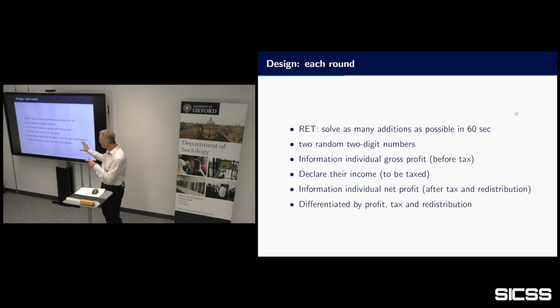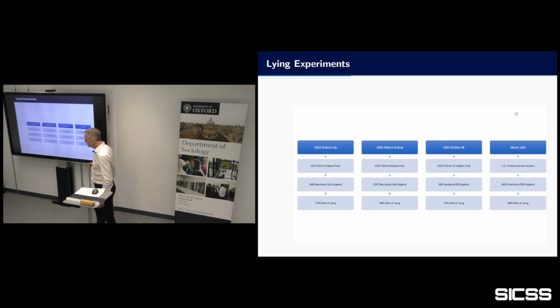Our primary interest here is understanding the extent to which people lie about their income after they conduct this real effort task. And then the treatments in this experiment are varying the deduction rates. So it's a simple public goodsy kind of game. The interesting part here is that we conduct this experiment in different modes. So this is the modes element here.